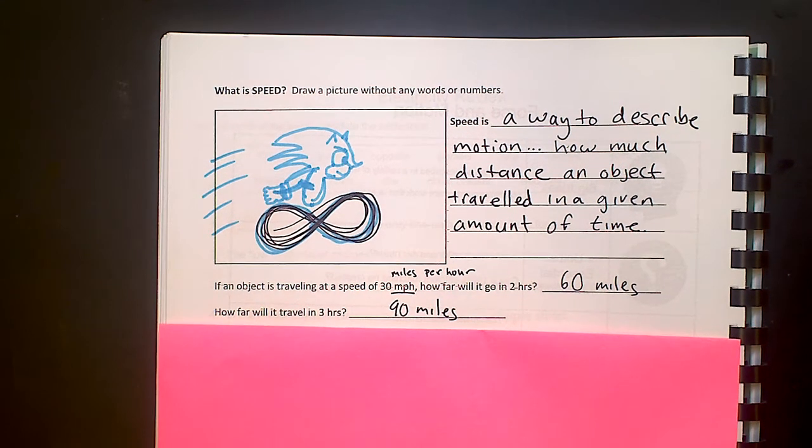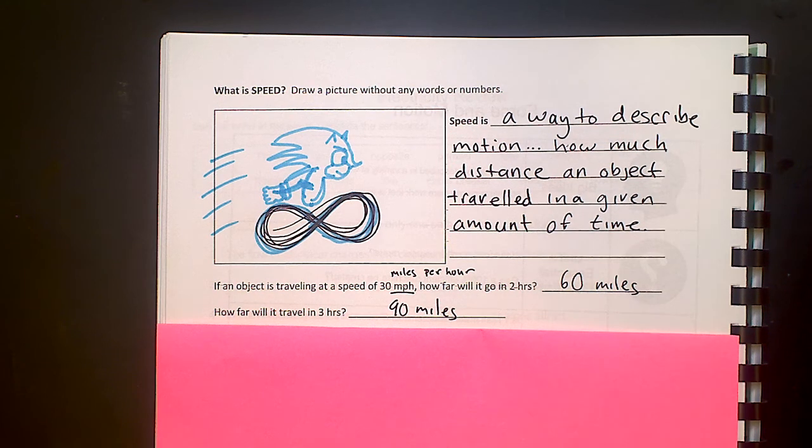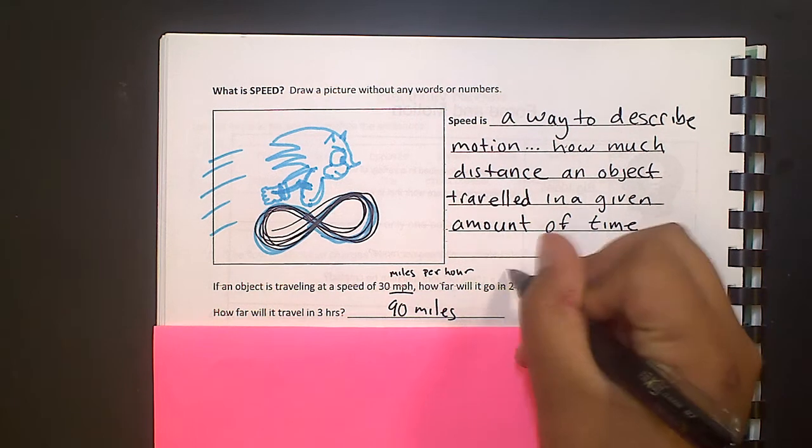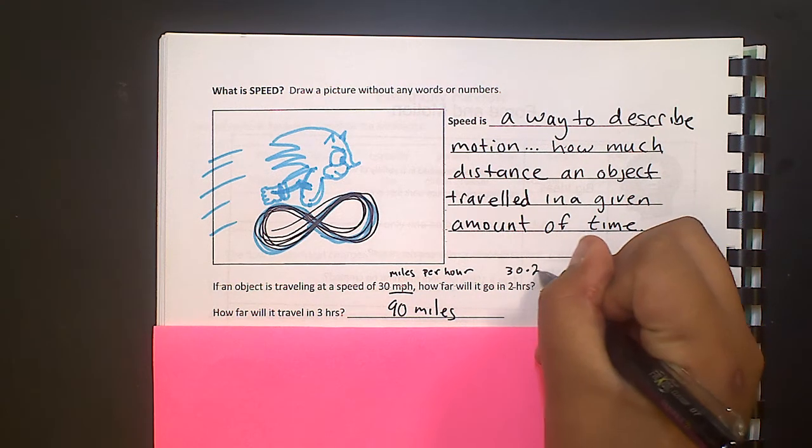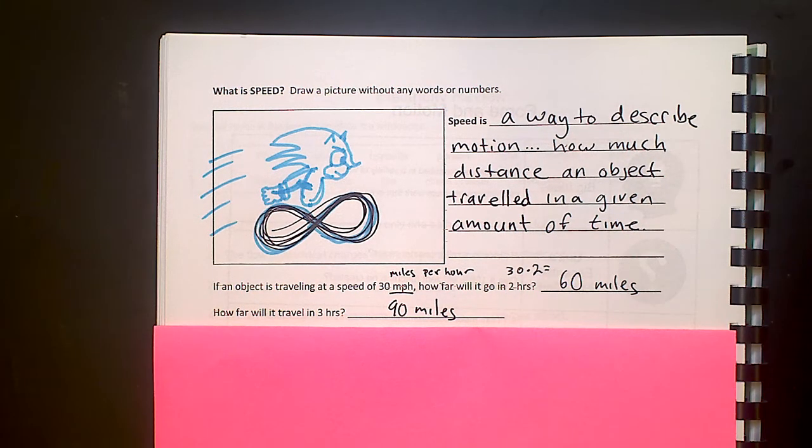So for example, if an object is traveling at a speed of 30 miles per hour, which is abbreviated as mph, how far will it go in 2 hours? So if I know I'm going 30 miles per hour every hour, it's asking me how many 2 hours, I know that's 60 miles. So that math that I did was 30 times 2 is equal to 60 miles.